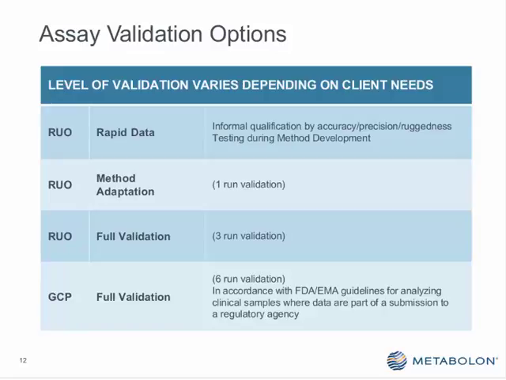The most typical that we run here is the full research use only validation, which is a 3-run validation, following as closely as possible the FDA guidelines without going to our top tier, which is GCP, where we run in full accordance with the FDA guidelines. We include our QA department. We have tons of documentation for that, and that's a 6-run validation.